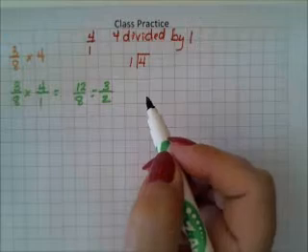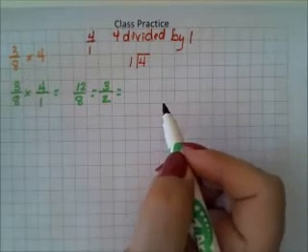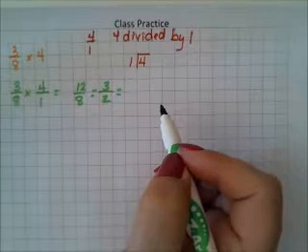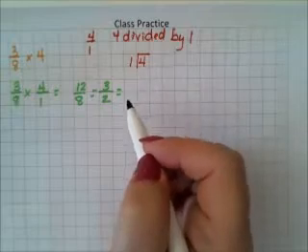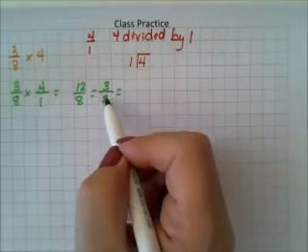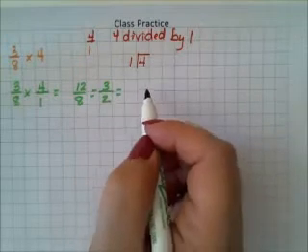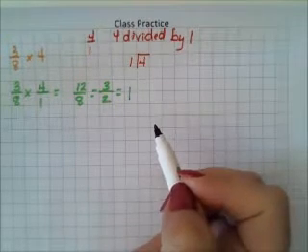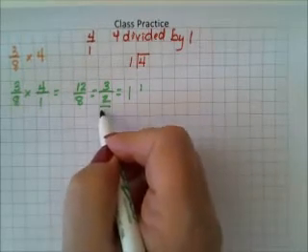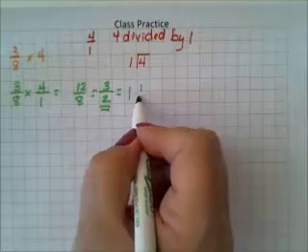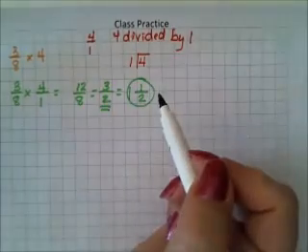Okay, so now I have 3 halves, and then I would have to change this into an improper fraction when I'm simplifying. So how do we do an improper fraction? Again, 3 divided by 2, right? So 2 goes into 3 how many times? 1. How many are left over? 1. And then we use our denominator of 2. So our answer is 1 1/2.